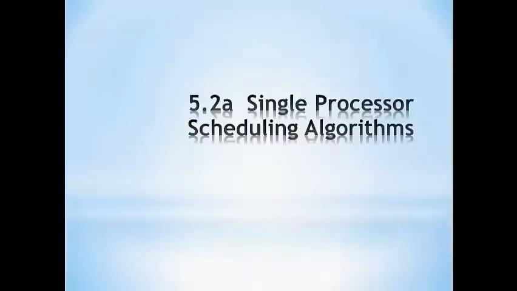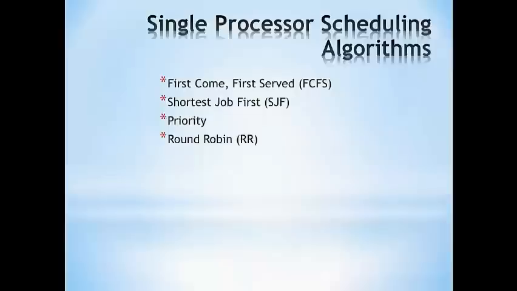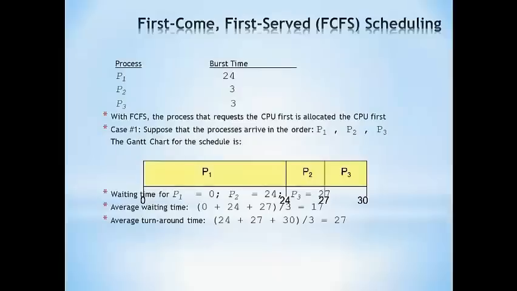Now starting with the algorithms, the 4 basic algorithms are FCFS, that is first come first serve, SJF, shortest job first, priority and round robin. In FCFS, the process that has requested the CPU first will be allocated the CPU first.